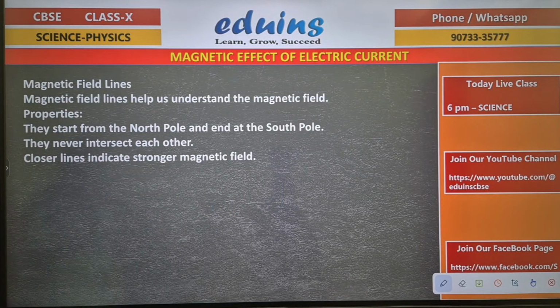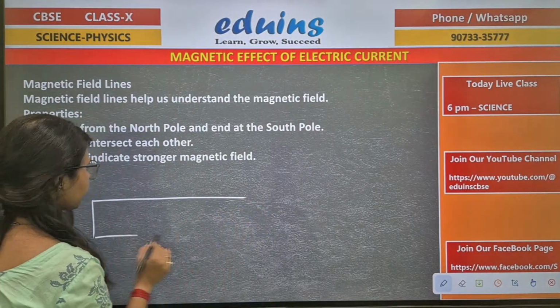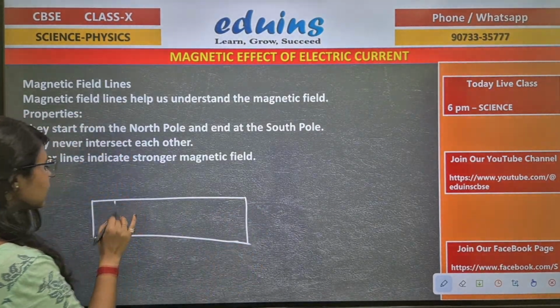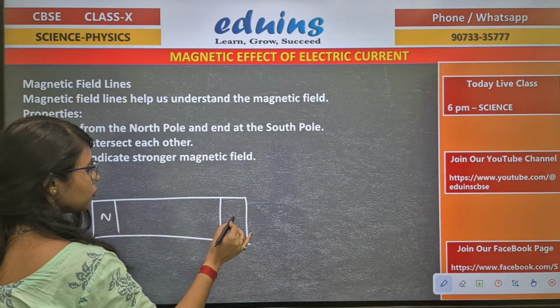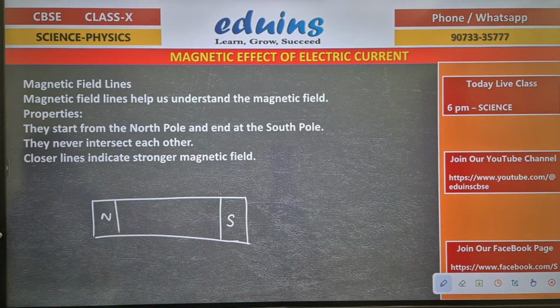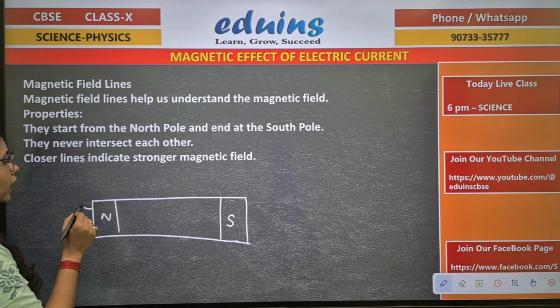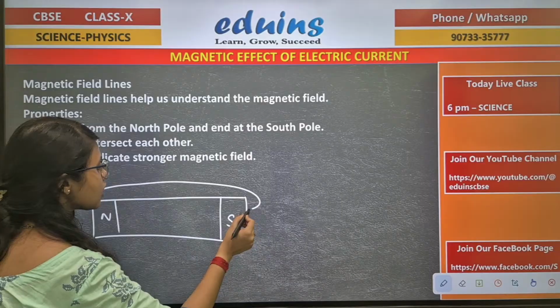Magnetic field lines help us understand the magnetic field. Here we take a bar magnet, with this the north pole and this the south pole. The magnetic field lines start from the north pole and end at the south pole.